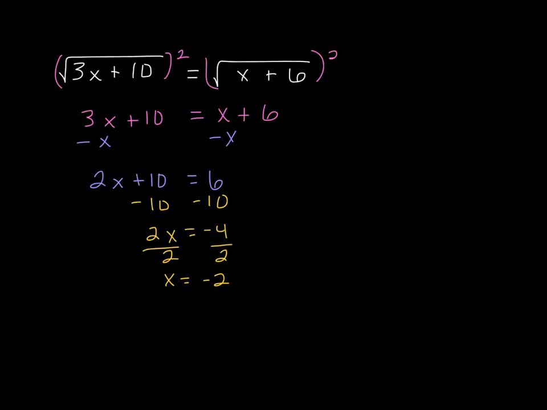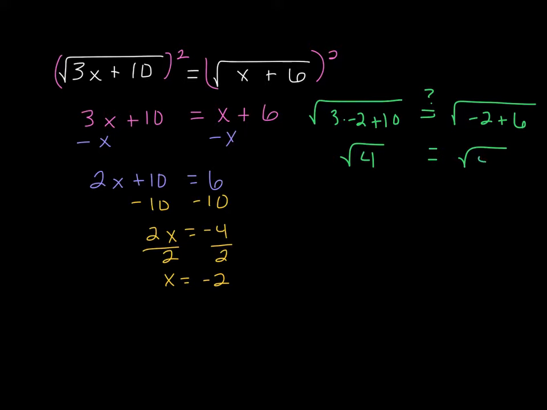So we have the square root of 3 times negative 2 plus 10 should be equal to the square root of negative 2 plus 6. 3 times negative 2 is negative 6, plus 10 is 4. And negative 2 plus 6 is also 4. So we have square root of 4 equals square root of 4, which is 2 equals 2. So this time our negative number is correct. And it does solve or satisfy the equation.